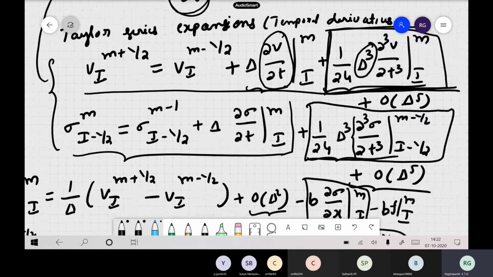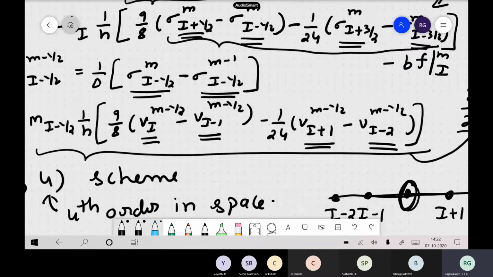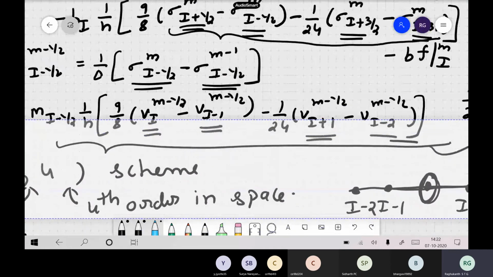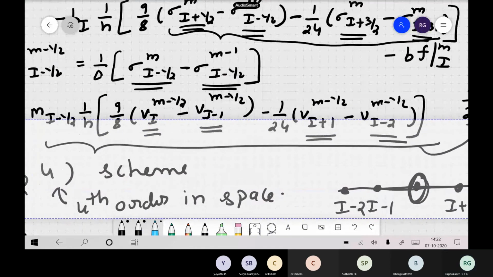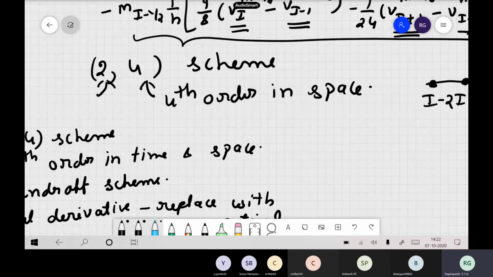Similarly, wherever you have ∂σ/∂t, ∂σ/∂t is (σ_{m,i−1/2} − σ_{m−1,i−1/2})/Δ, minus we have 1/24 Δ³, Δ gets cancelled, so Δ², ∂³σ/∂t³, and of course at m−1/2, i−1/2 will be there. Now this ∂³σ/∂t³, we will replace this third derivative of time with the spatial derivatives. So we replace it with these spatial derivatives.